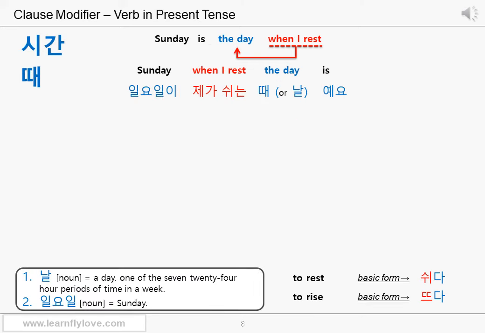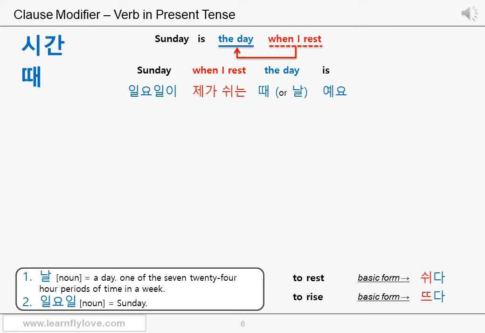Let's learn about the sentence which has a time-related noun modified. As we told you, time-related things can be a little bit tricky. So listen carefully. Let's see the English sentence first. Sunday is the day when I rest. The subject is Sunday. The day is used as a modified noun because we are talking about a day here.